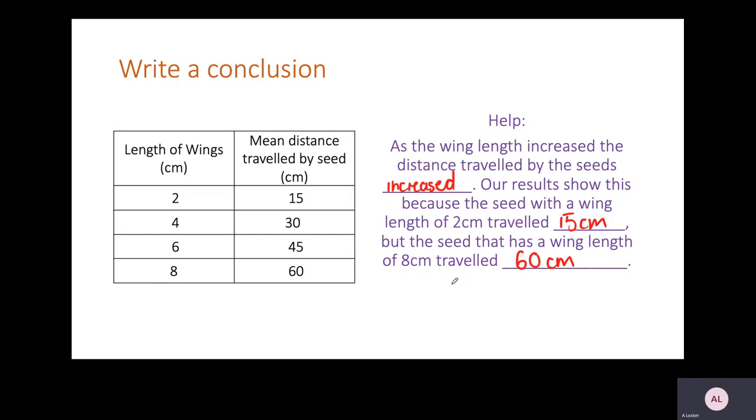So if you did your own version of a conclusion, you could have used other data from the table, as long as you've got a short wing length and a long wing length to compare against each other, and you have summarised the fact that as the wing length increases, the distance travelled also increases.